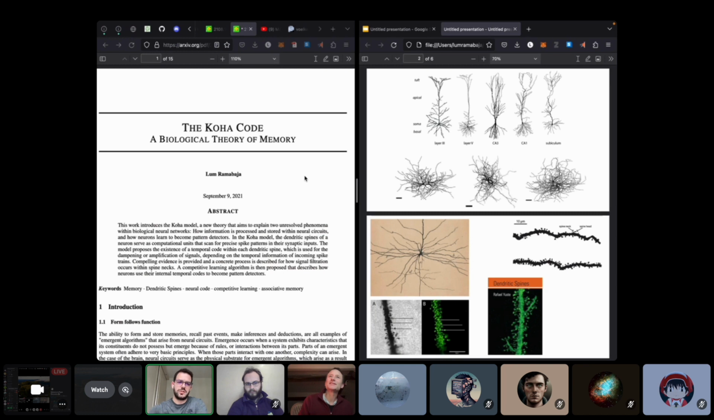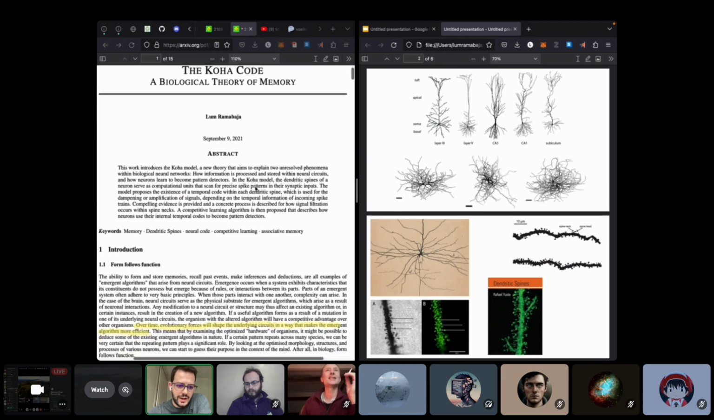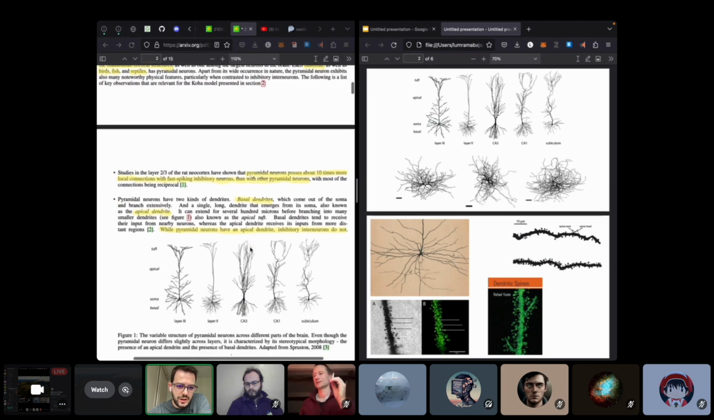So yeah, the paper that Pi also shared, the Koha Code, the biological theory of memory. In this paper, I've written it a while ago, I propose a biologically plausible way for how neural circuits essentially form and store memories. By memories, I mean how they become pattern detectors. What's interesting is that it's heavily backed by actual biological evidence, like experimental evidence.